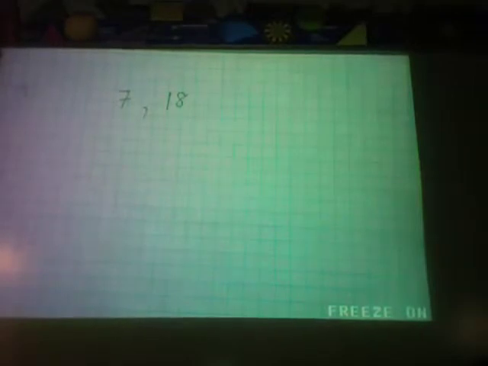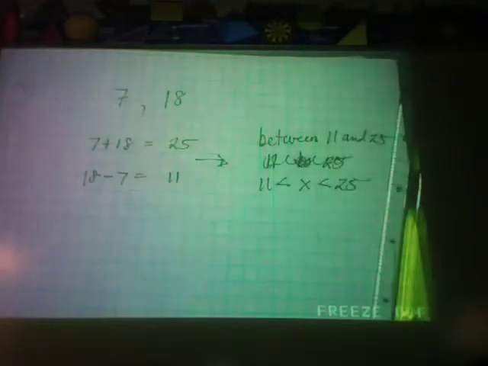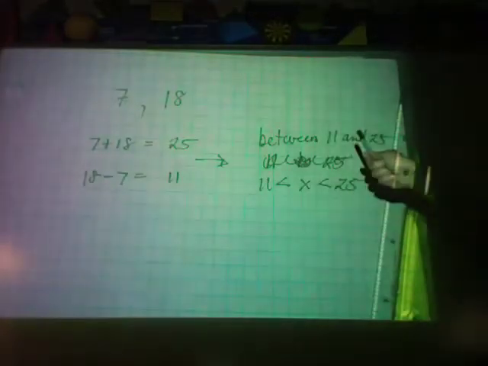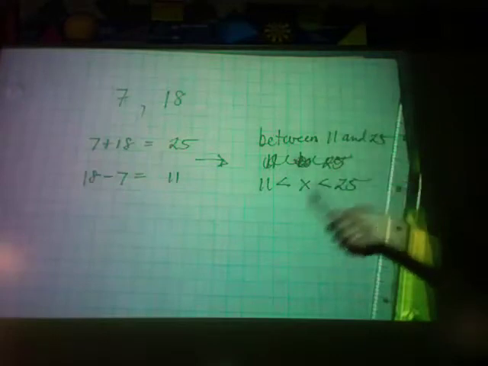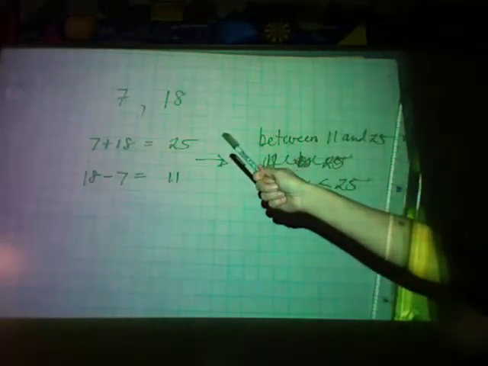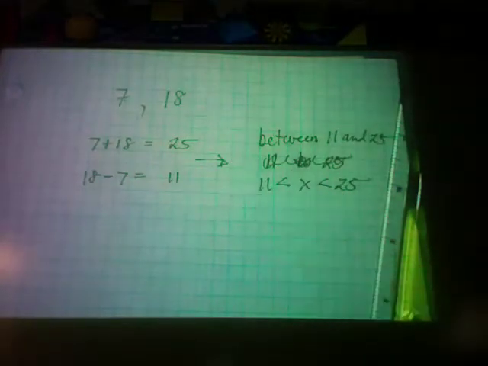Okay, what did you get? Well, you can't say 11 and 25. How do you have to say it? In between 11 and 25. Okay, here's the two ways. You could say between 11 and 25. Between, you have to use that word between 11 and 25. And where do we get 11 and 25? If you add them together, you get 25. If you subtract them, don't you get 11?